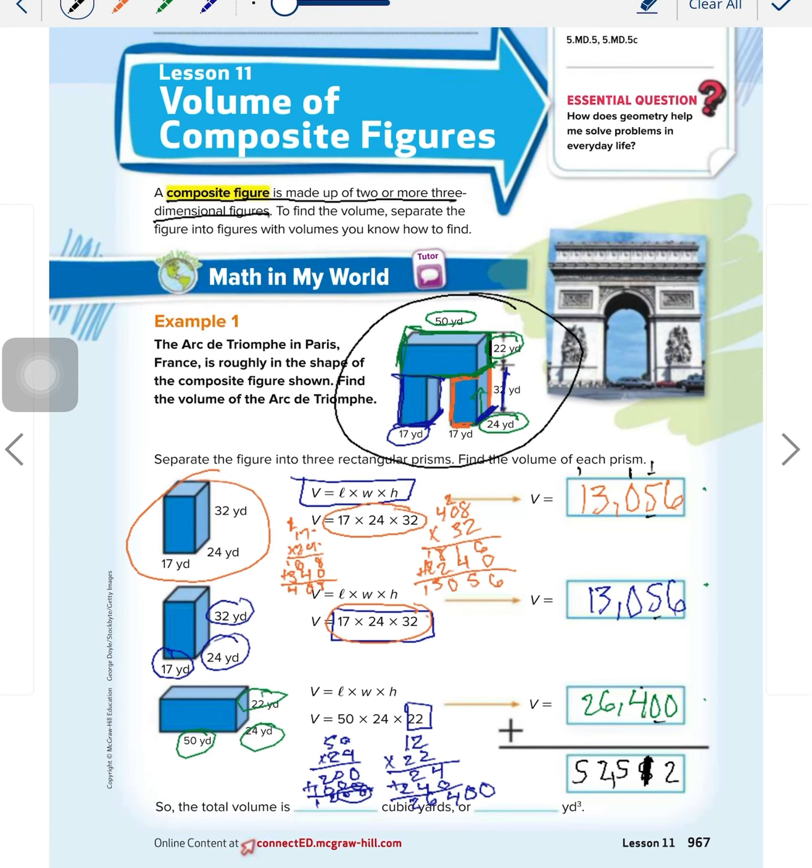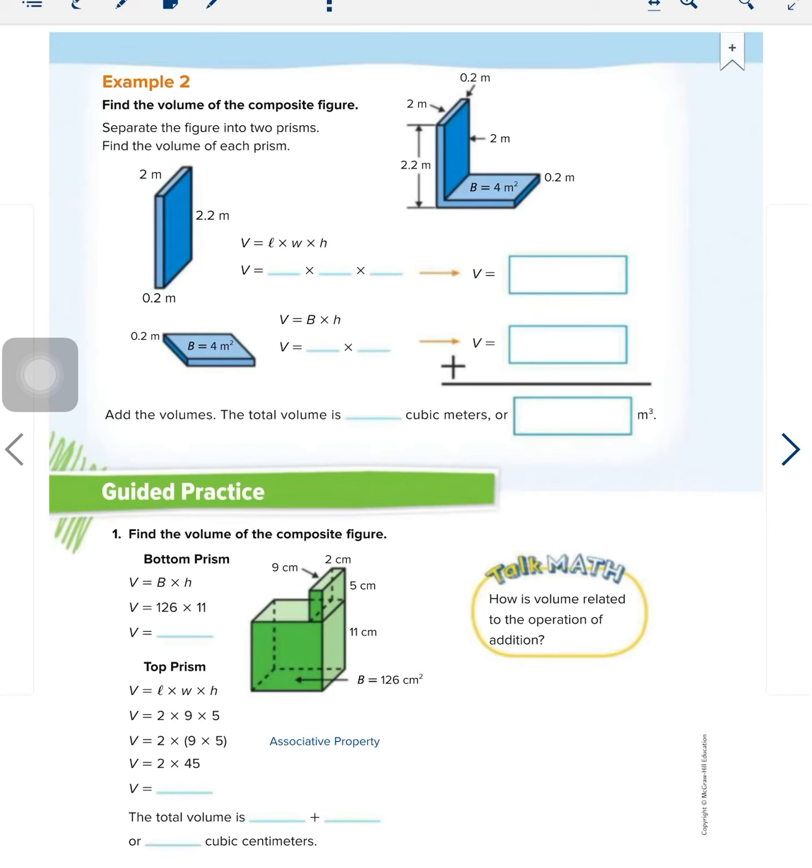So we get 52,512. But is that our final answer? No, because look at this. I'm just going to put it right here: 52,512 yards cubed. Remember, with volume, it's always cubed, so you can say cubic yards like they did here, or whatever the measurement is, like yards, feet, inches, and then put a floating 3 for our exponent for cubed, okay? All right, and now we're going to do the second one together.